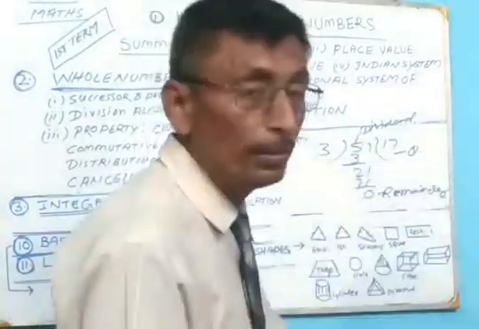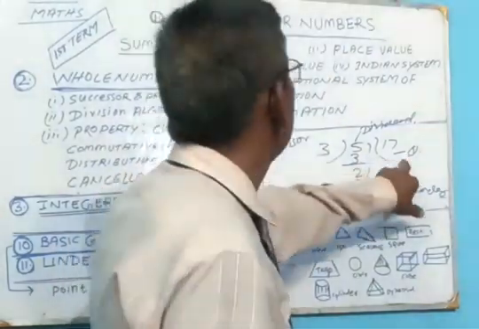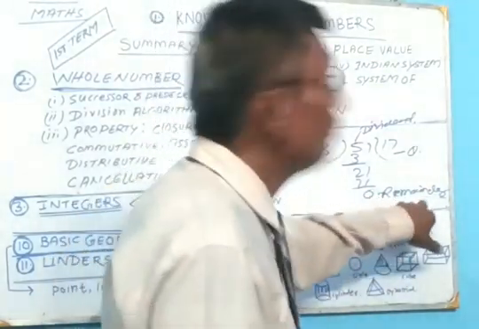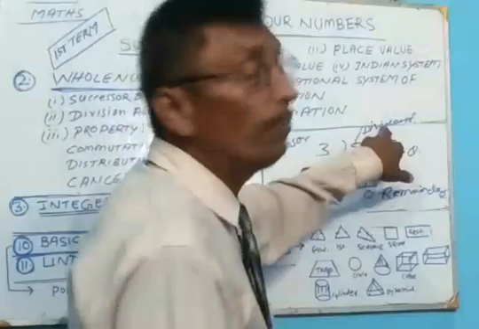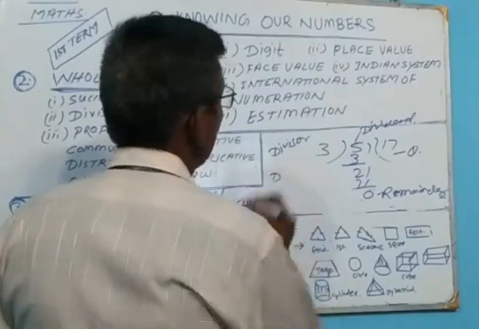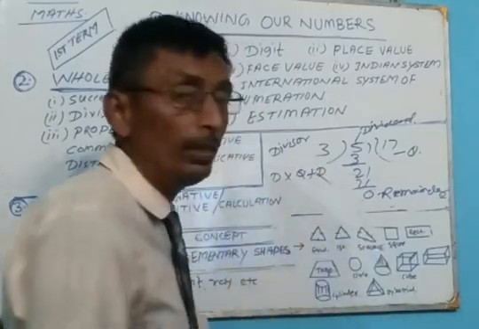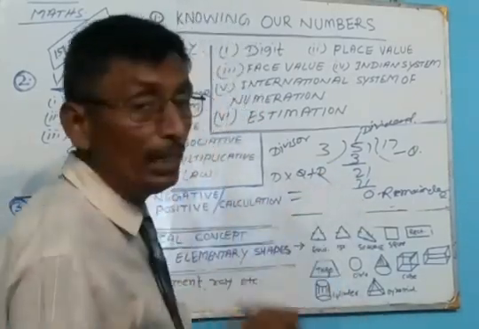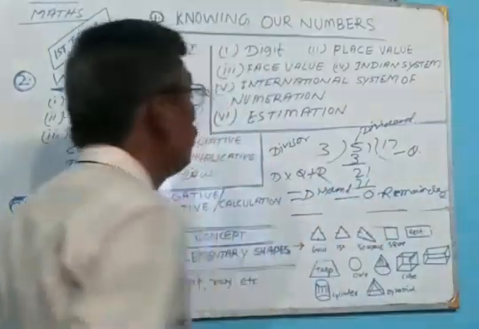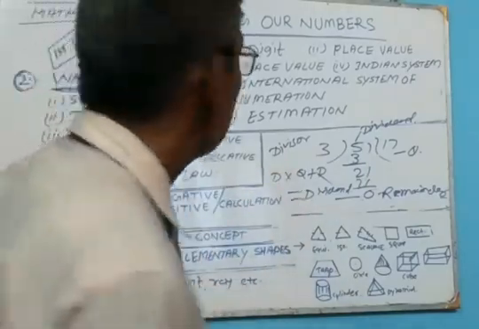What is the relation between them? When we multiply the divisor with the quotient and add the remainder, then we get the dividend. So it is the rule that when divisor is multiplied with quotient and remainder is added, we find the dividend. It is the rule and it is called division algorithm.